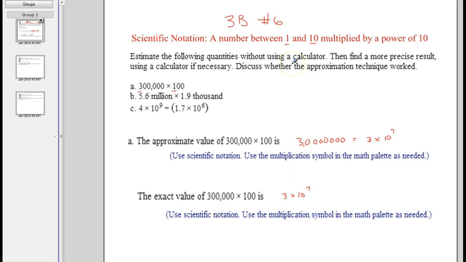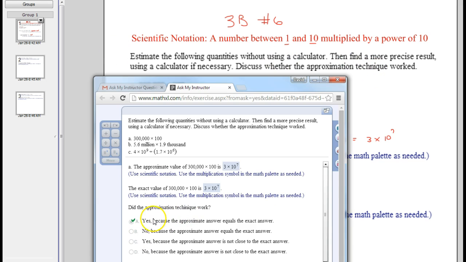Now the third question here, when you do these, you'll do an approximate, an exact, and the third will be, did the approximation work? That will always be something like yes or no, depending on if it was close. It's going to be yes because the approximate answer is close or equals, in this case, the exact answer, or it's going to be no because it's not close. Those will be your two choices for if it does or doesn't work.